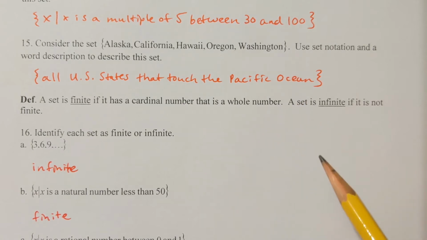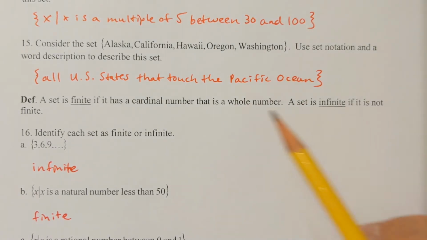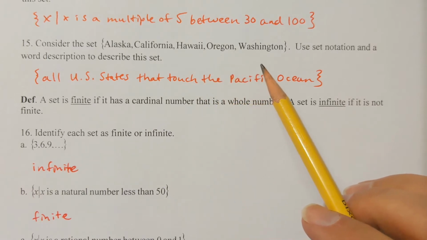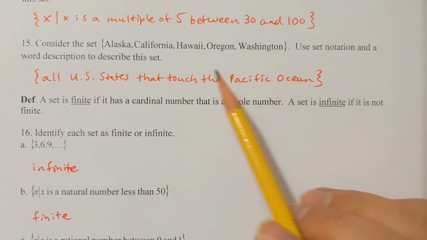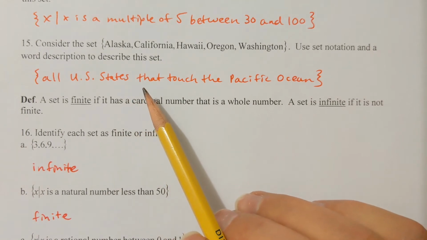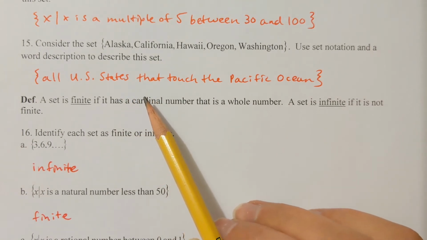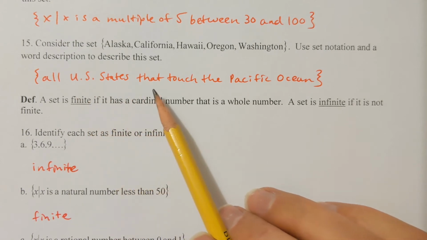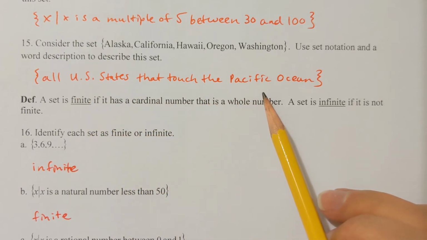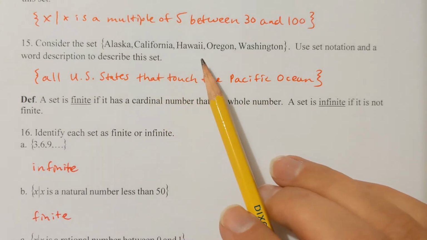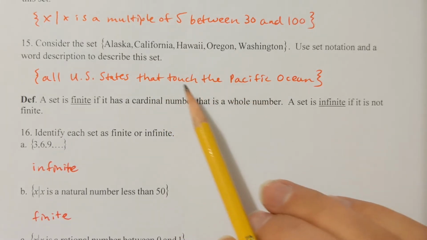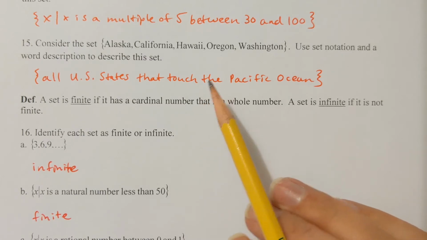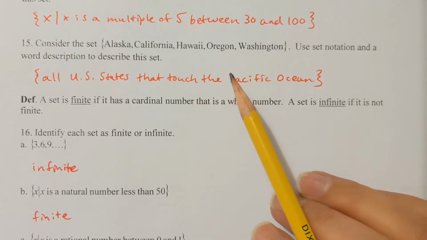Problem 15 says consider the set Alaska, California, Hawaii, Oregon, Washington. Use set notation and the word description to describe the set. Okay, so one answer that you could give is the set containing all U.S. states that touch the Pacific Ocean. Okay, that would be these 5 states that are listed there. They all touch the Pacific Ocean, and so that would be one answer that you could give there.